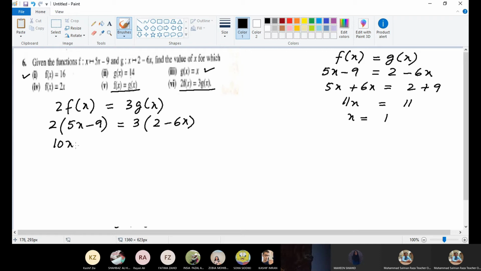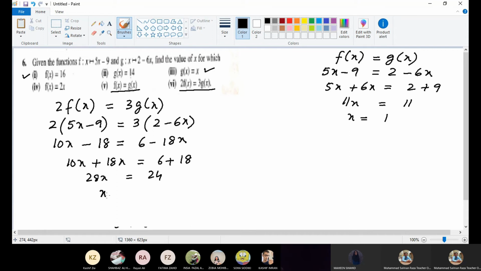So over here, then I'm going to make it like 10x minus 18 is equal to 6 minus 18x. And 10x plus 18x is equal to 6 plus 18. And 28x is equal to 24. And x is equal to 24 over 28, which will later be cut by the table of 4. So the final answer is going to become x is equal to 6 over 7. So this is the final answer.